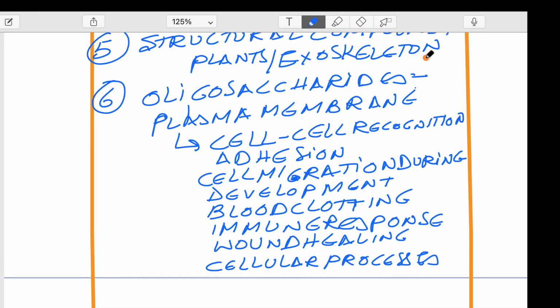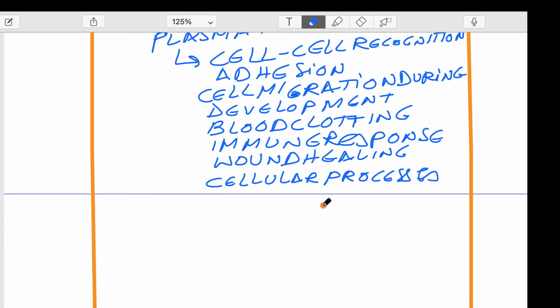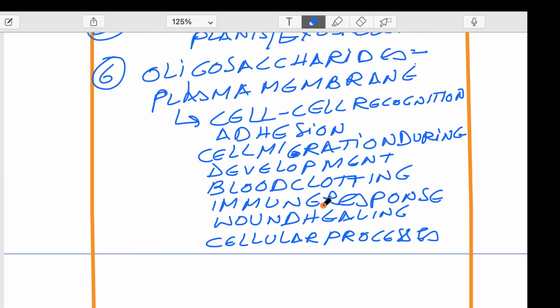See, the oligosaccharides combined with the plasma membrane help in cell recognition, adhesion, cell migration during development, blood clotting, immune response, wound healing, and cellular processes. So this is a very important aspect. If cell recognition is lost and adhesion is lost, then there is loss of control on cell growth. That is what happens in malignancy.